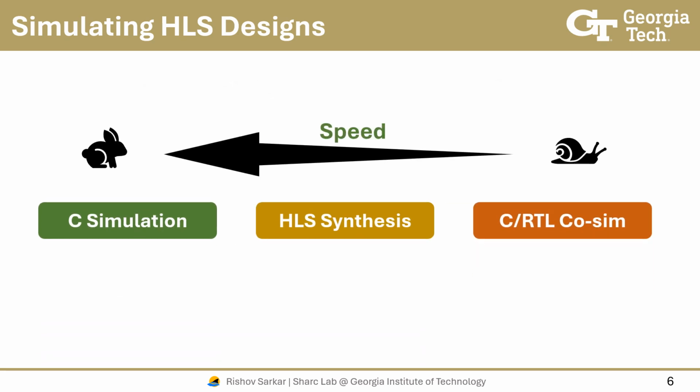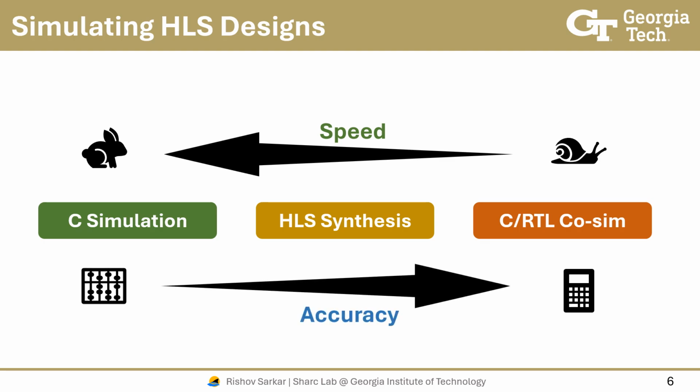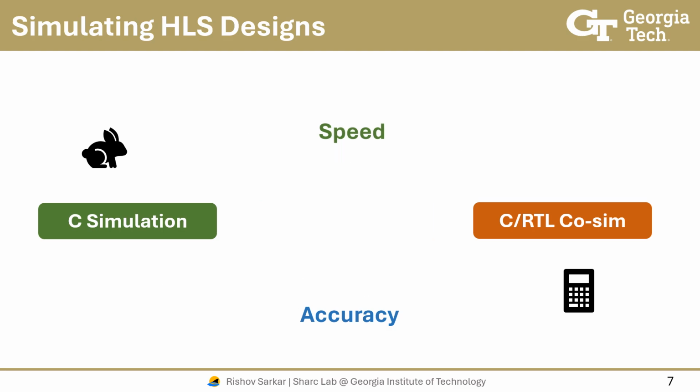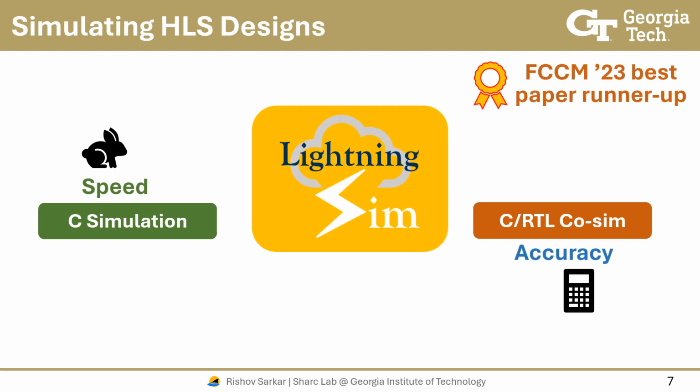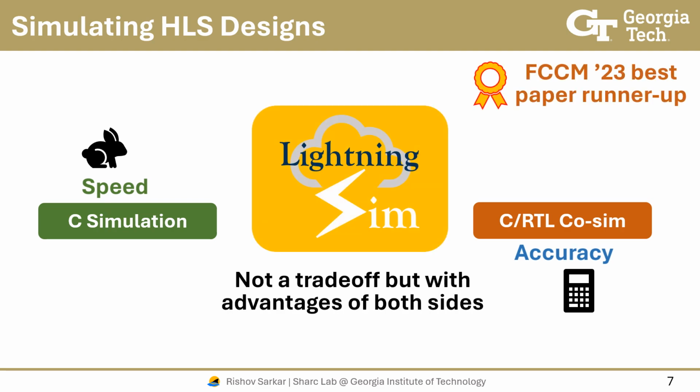So there seems to be a trade-off between the speed at which you can obtain simulation results and the accuracy of those simulation results. What if there was a way to get C-like simulation speed with CoSim-like accuracy? Introducing Lightning Sim, which isn't a trade-off but actually has advantages of both sides.